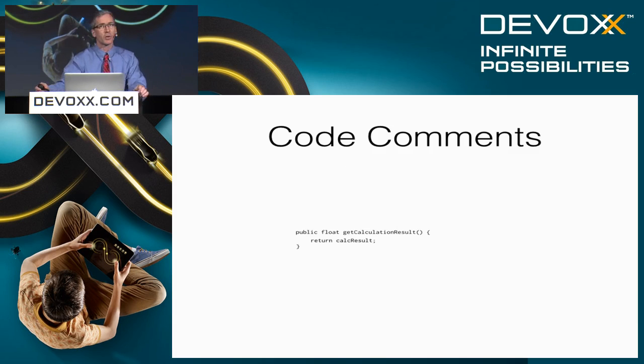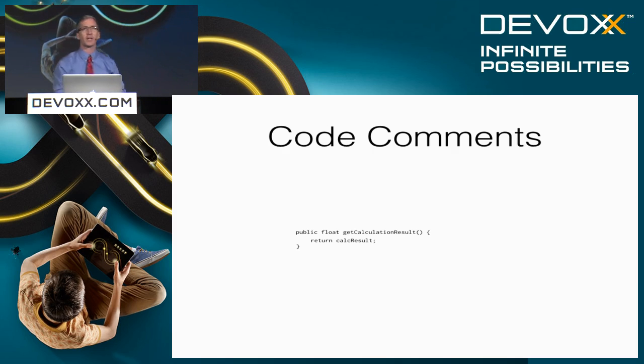First of all, let's start with code comments. I think this is obvious to everybody in the room. You want to make more maintainable code. You also want to be able to come back to that code later and understand what happened. So here we have an example. It's a simple getter. We're getting a calculation result. It's returning the value of an internal field. So that's all fine. Maybe you think it's self-explanatory, but it's not, because there are no comments there.